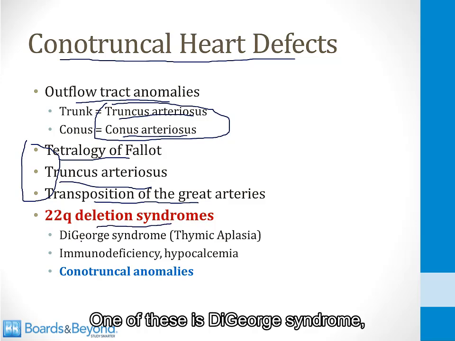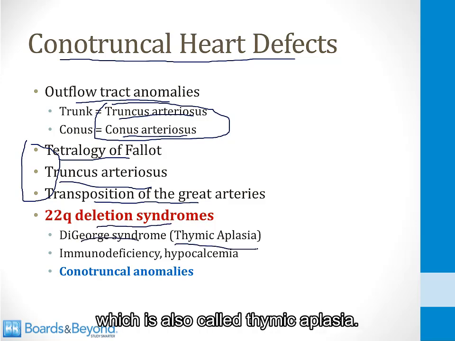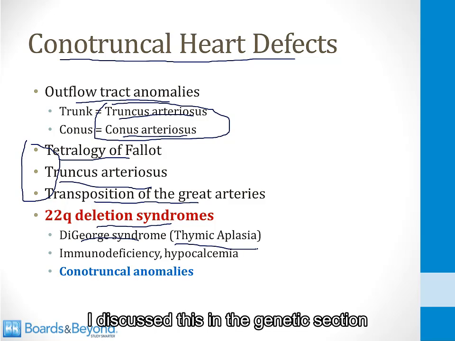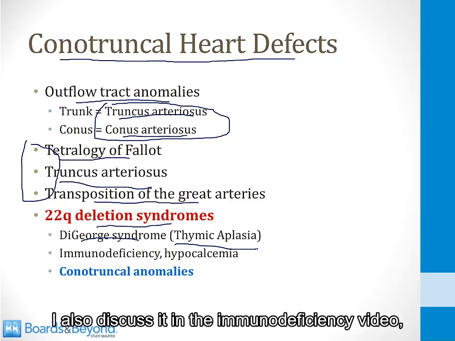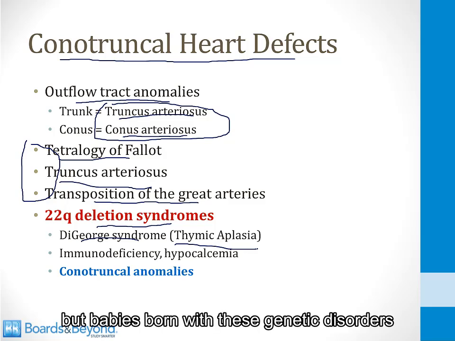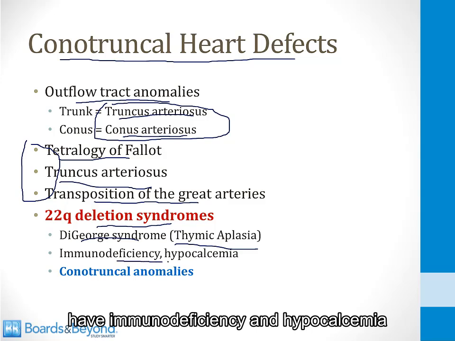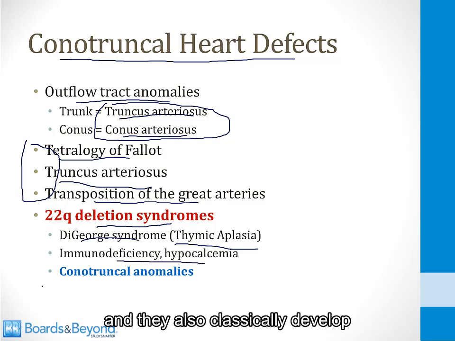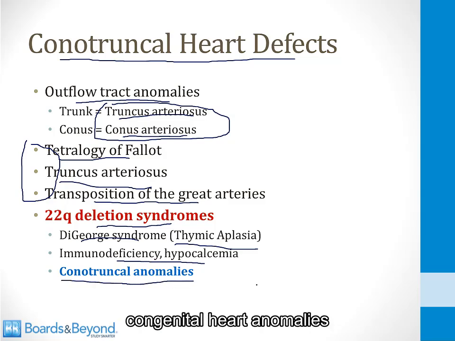One of these is DiGeorge syndrome, which is also called thymic aplasia. I discuss this in the genetics section. I also discuss it in the immunodeficiency video in the immunology section, but babies born with these genetic disorders have immunodeficiency and hypocalcemia, and they also classically develop any or a number of the conotruncal congenital heart anomalies.